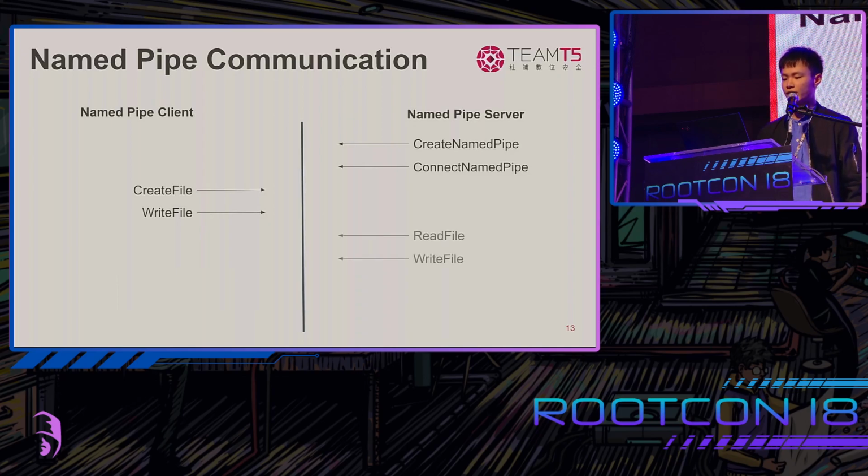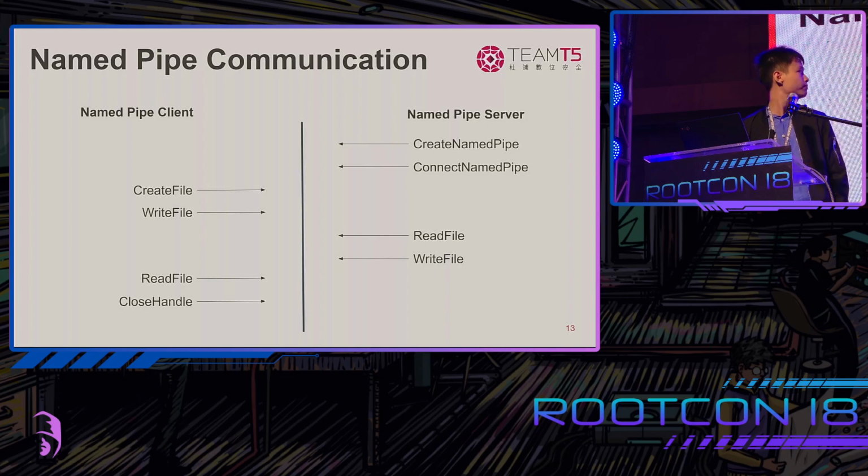The data is then read from the named pipe server using the Windows API ReadFile, and it is similar in the opposite direction. Finally, it closes the named pipe handle using CloseHandle. This entire process is similar to file operations. As I said, a named pipe is essentially a file object.